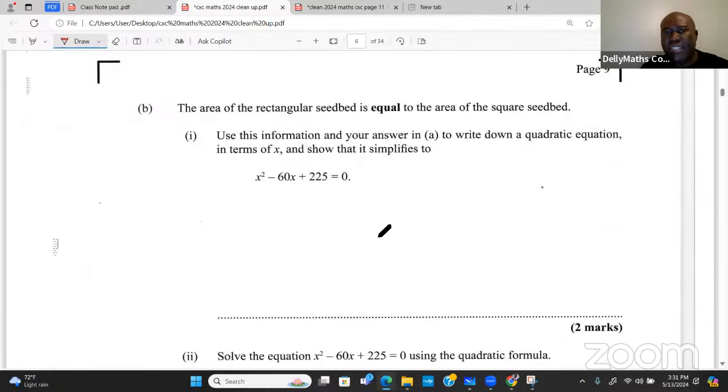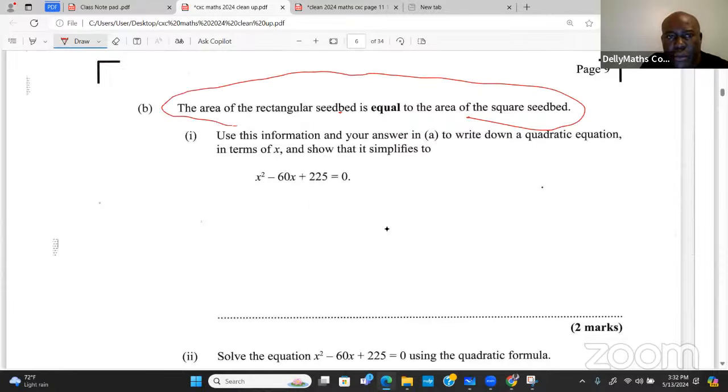The area of the rectangle seabed is equal to the area of the square. All right, good. So the area of that is equal to the area of that. So it says use this information to write a quadratic equation in terms of x to show this.